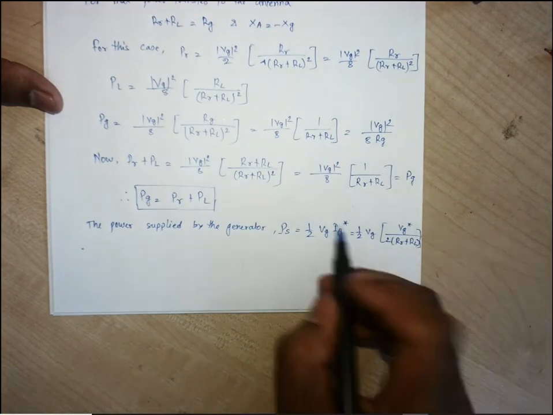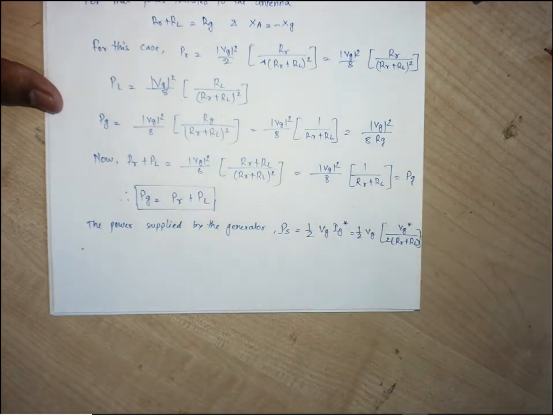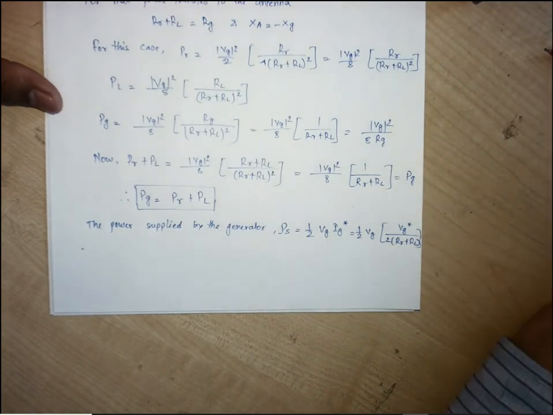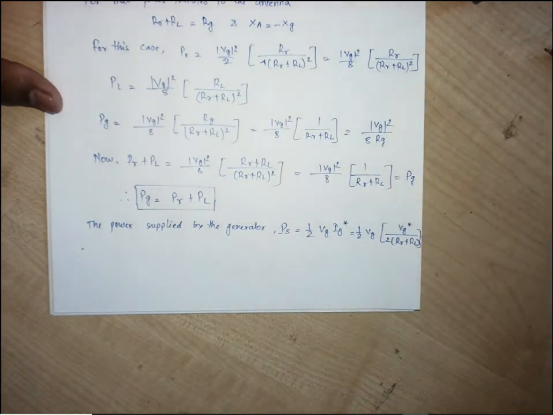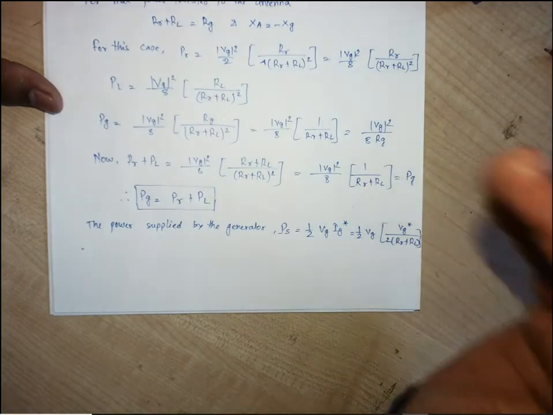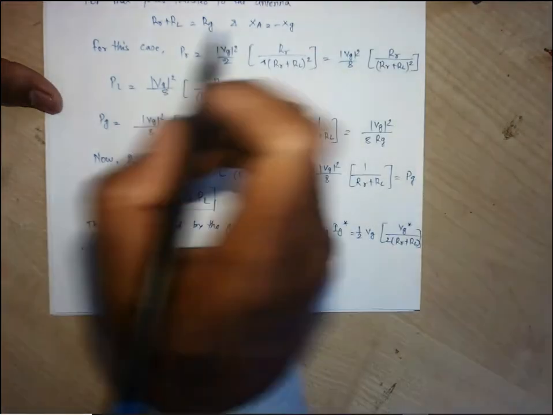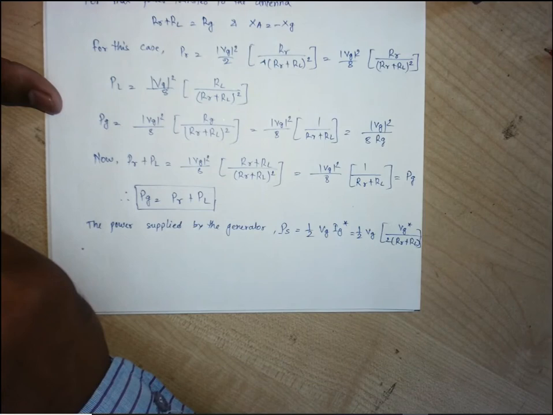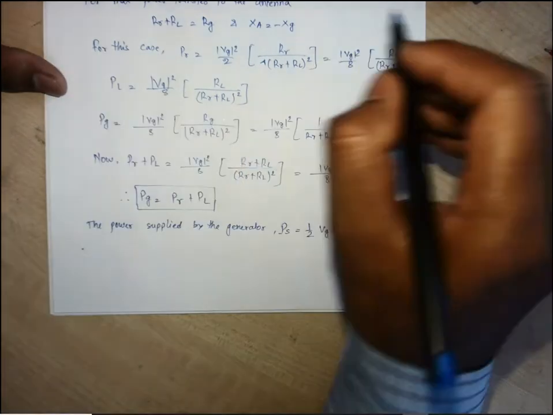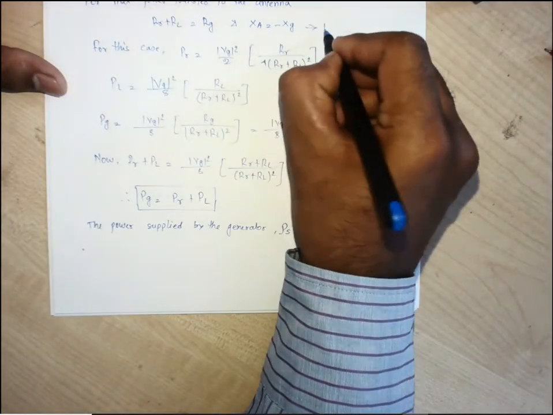Just try to understand, this is the amount of power coming out of the generator. After that, some power is dissipated in the source resistance and the remaining power is dissipated in the antenna, that is Rr and RL. This dissipation is what we have considered under the matching condition.